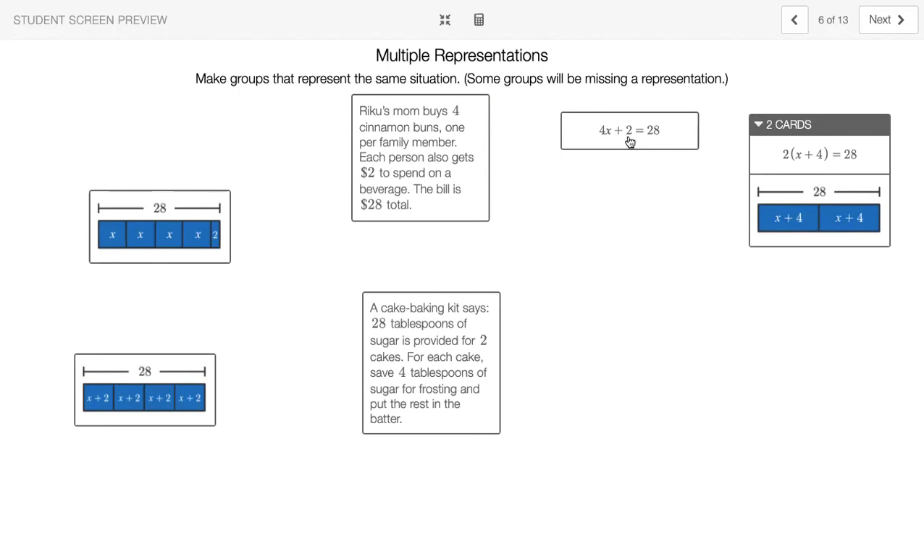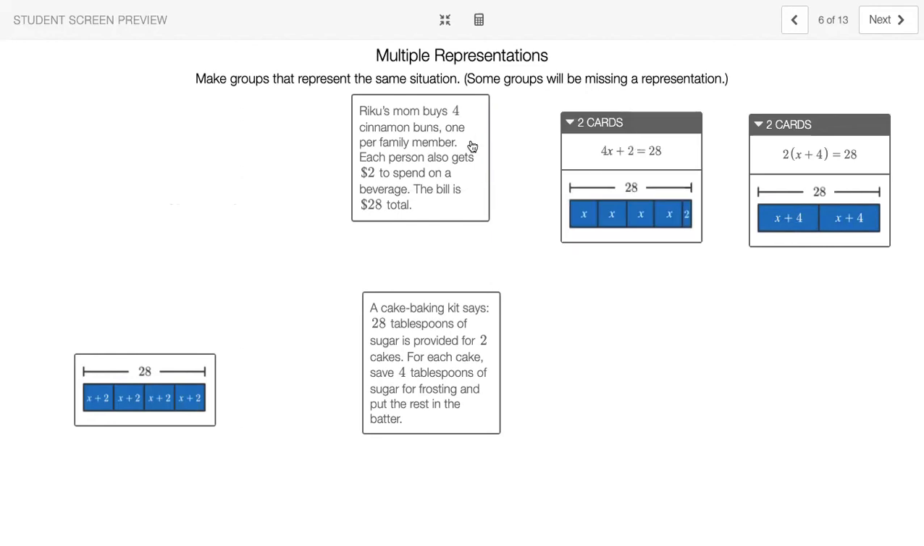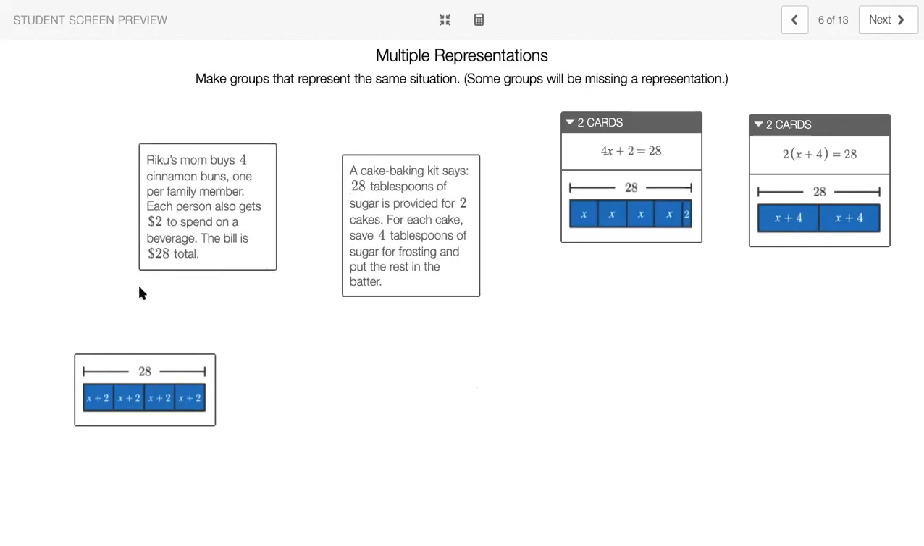And then I have 4x plus 2 equals 28. And that would match this one. I have 4 x's with an extra 2. That's equal to 28. And I put those together. And now I'm going to see if I can match these to these or one of these to this one.